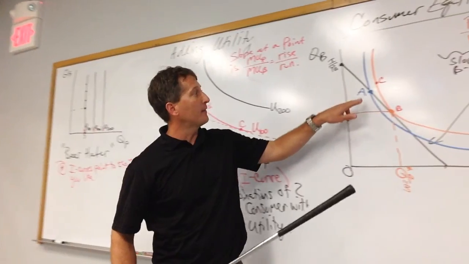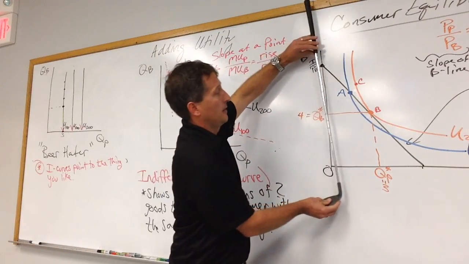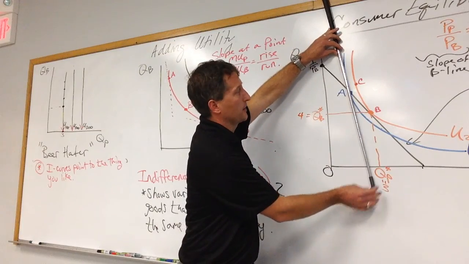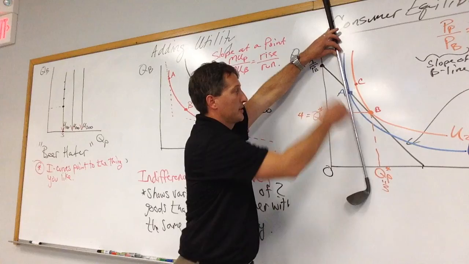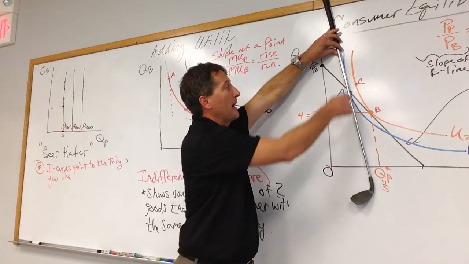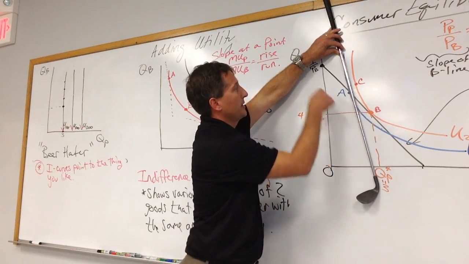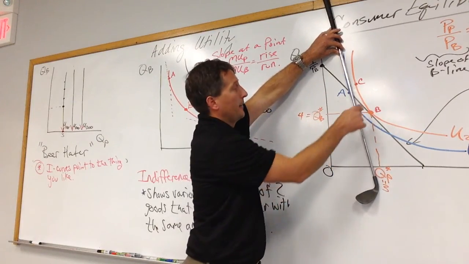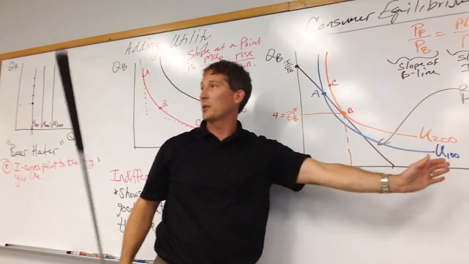Back to point A for a second. Remember where we said we could do better? Check it out. The slope of the indifference curve at point A does not equal the slope of the budget line, which means we can do better by reallocating our budget. How? Go get yourself some more pizza and give up some of the beer. And then you can move along it to point B, and you'll be made happier.